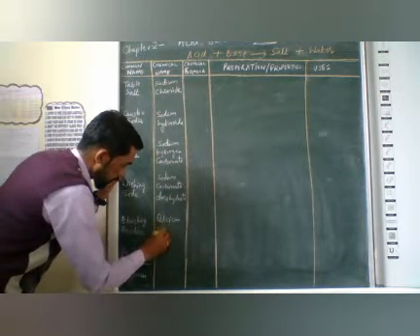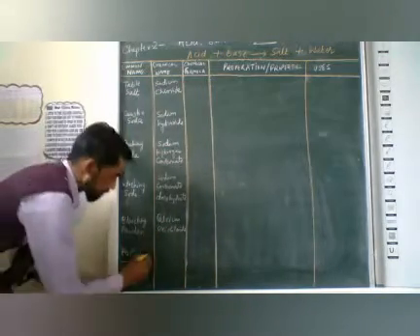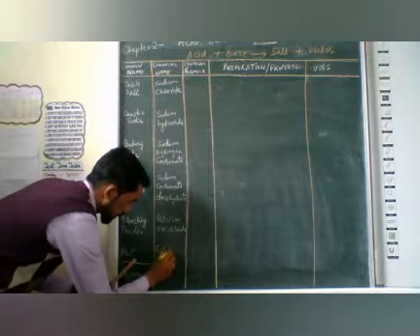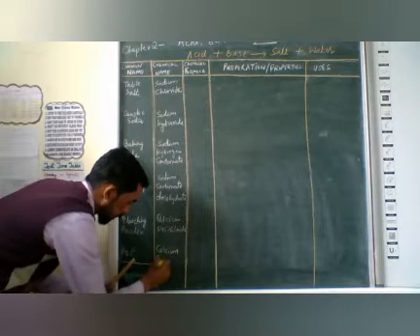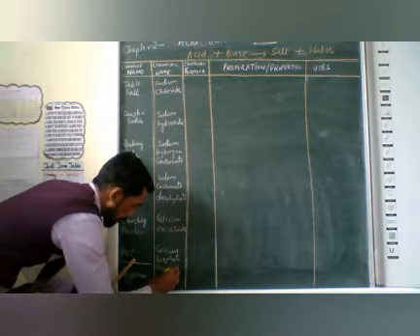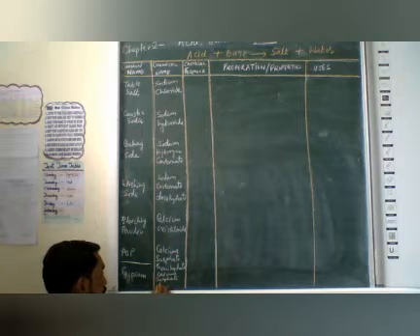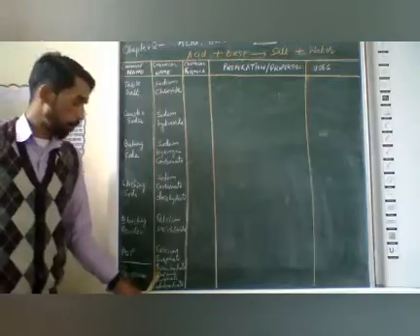Fifth one is bleaching powder, calcium oxychloride. POP is calcium sulfate hemihydrate. Hemi means half. And gypsum is calcium sulfate dihydrate, with that there is 2.